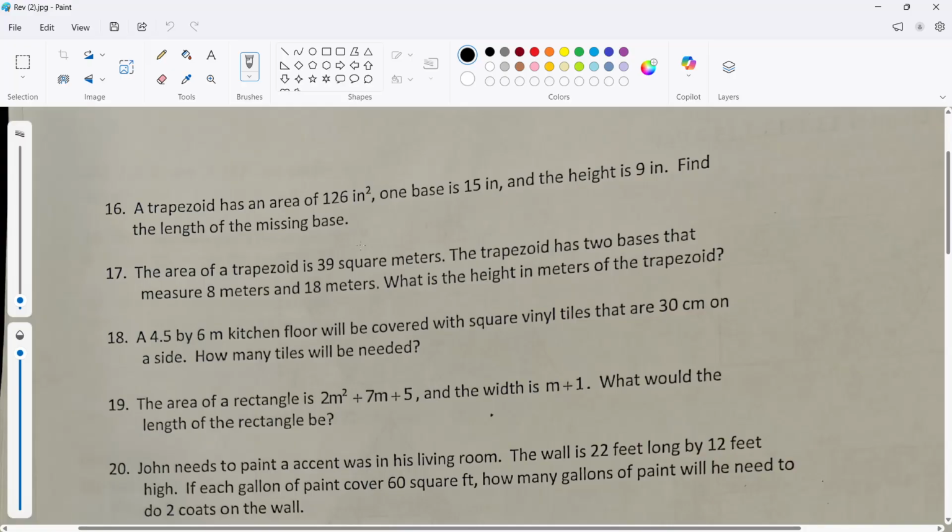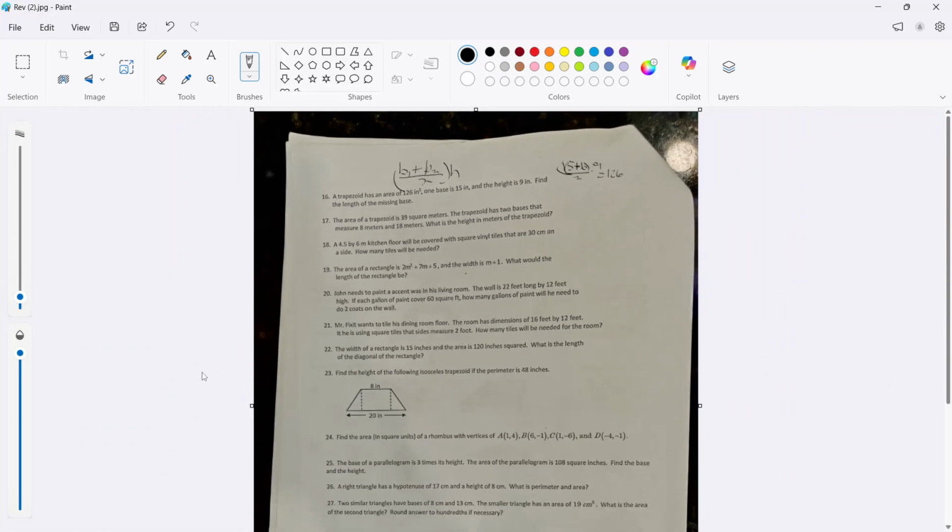Well, remember, the formula for the area of a trapezoid or trapezium is base 1 plus base 2 divided by 2 times height. So I know one base is 15. I'll call the other one just b. So (15 plus b) divided by 2 times height, which is 9, equals 126.